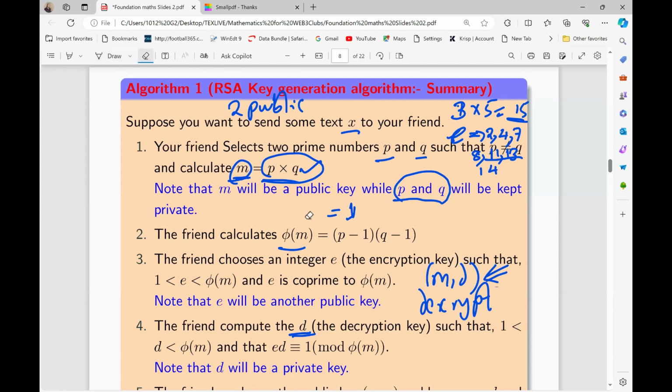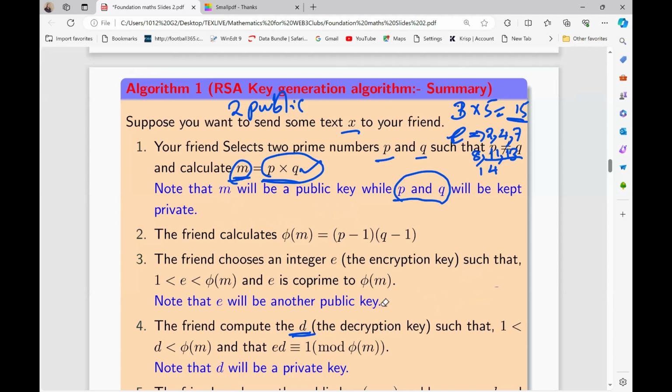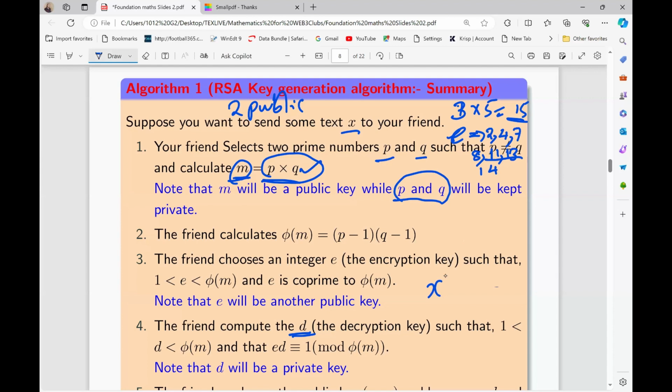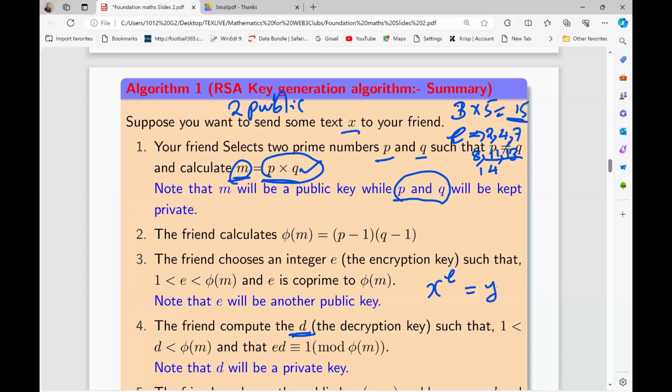Now, so your message was X. Your friend has already sent you ME, and your message is X. So you want to encrypt it. What do we say? You take X and raise it to E. Let's call it Y. That is now your encrypted message. Send it to your friend.